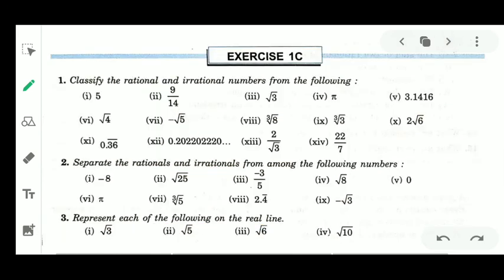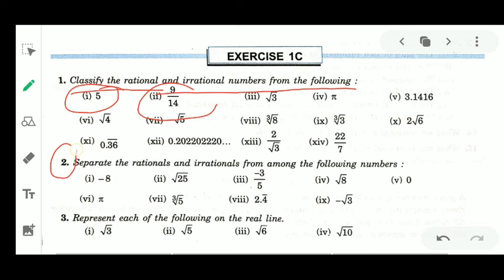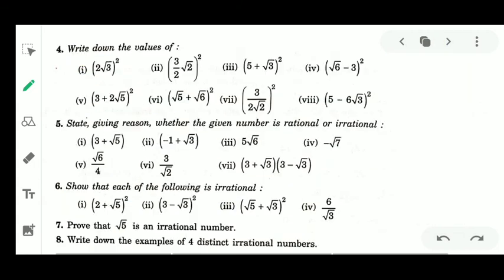Now moving to exercise 1C. Question number 1. Classify the rational and irrational numbers from the following. You have to find out which one is an irrational number and which one is a rational number. Question number 2 is also the same as question number 1. Question number 3. Represent each of the following on the real line. We have already done the first one with root 3.